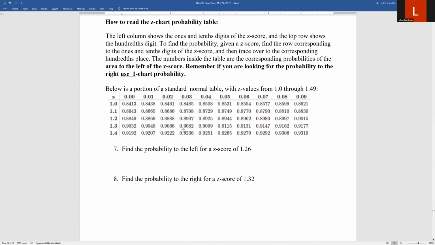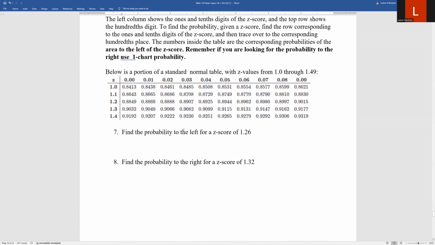So let's look at this. It says below is a portion of the standard normal table. So on your homework questions, quizzes, and for the exam, if we give you a problem where we want you to read the table, we include a little zoomed in version of the table for you. So we want to find the probability to the left of a z-score of 1.26. So 1.2 is here. The 6 is in the hundredths place. We find where those overlap. That is this value right here.